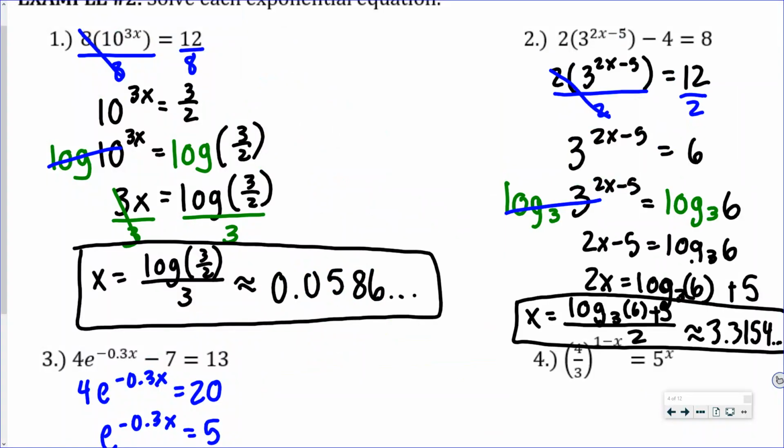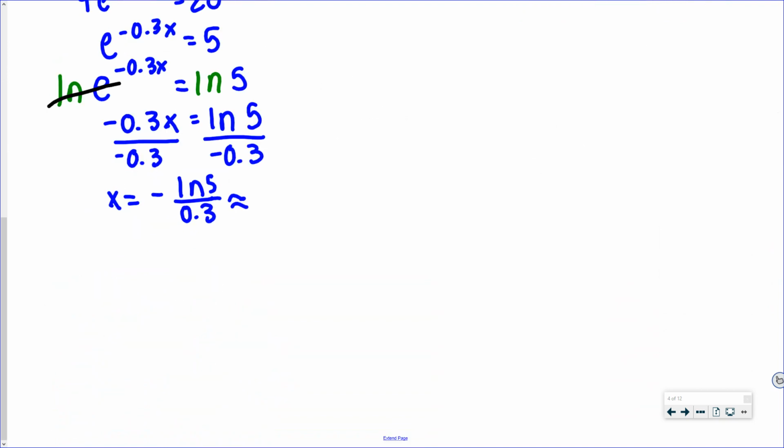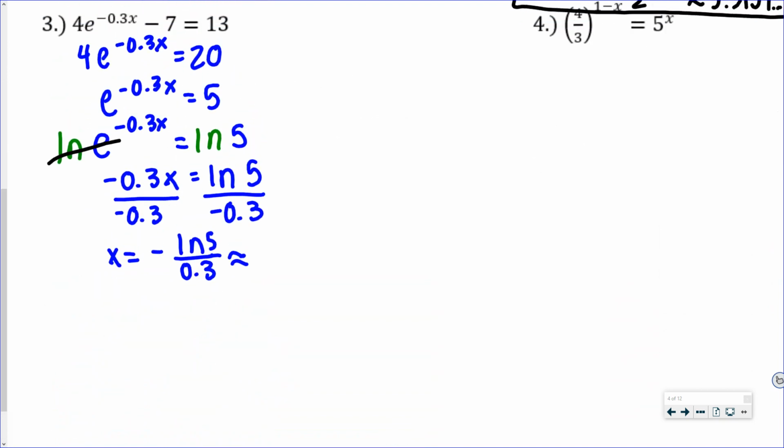I will probably only check, on a quiz or a test, your decimal answer. It's way easier, guys, to wait to the last step to type it in, because if you type in natural log of 5 and then round that and then divide that by negative 0.3, then your numbers get off. So just wait till the last step to type it all in. But I'll probably only check and make sure you have this number written.